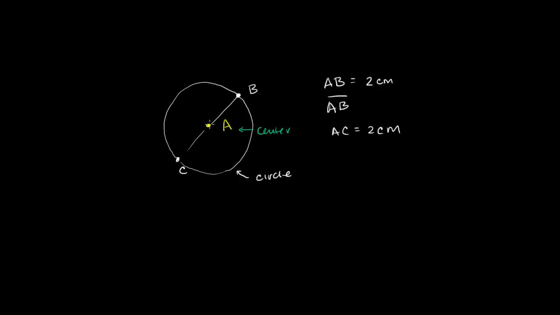What I want to do is think about what line segment AB is. AB connects the center and a point on the circle itself. Remember, the circle itself is all the points that are an equal distance from the center. So any line segment that connects the center to a point on the circle, we would call a radius. And so the length of the radius AB over here is equal to 2 centimeters. You're probably already familiar with the word radius, but I'm just being a little bit more formal.